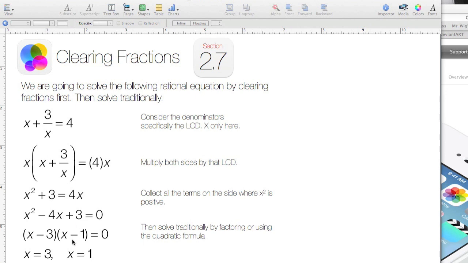And so this is called clearing fractions. Look for this when you have some simple fractions that you can multiply, even if you have different denominators, so that each of the denominators cancels and you get rid of all your fractions. Then you solve it just like a traditional quadratic equation.